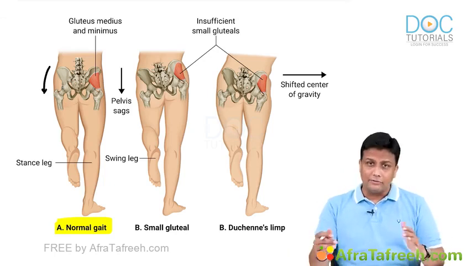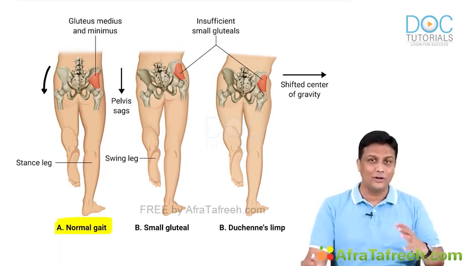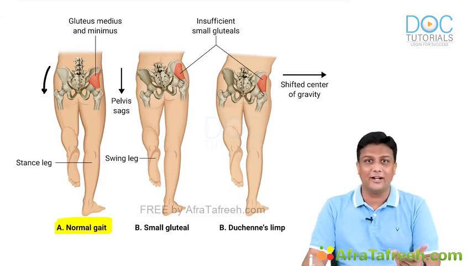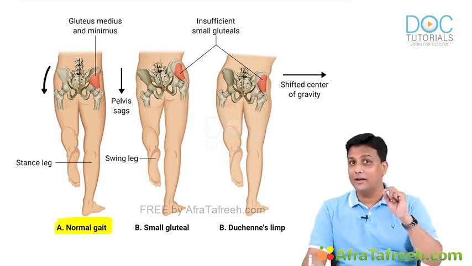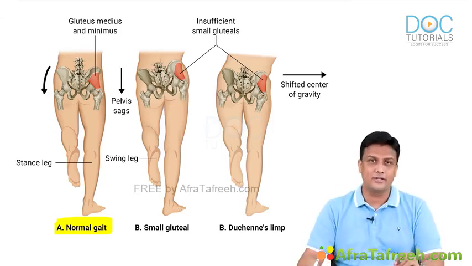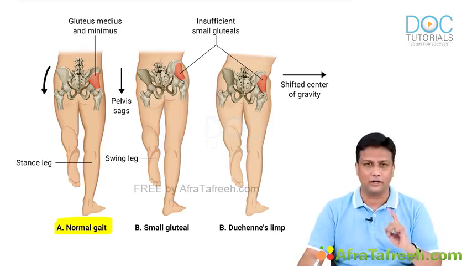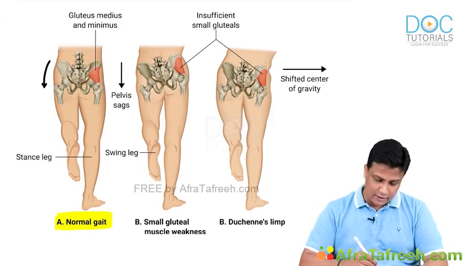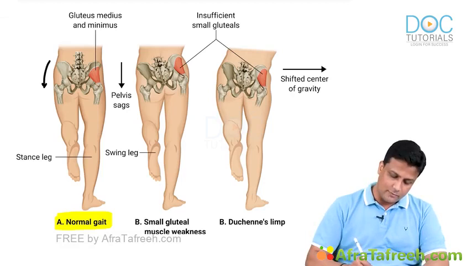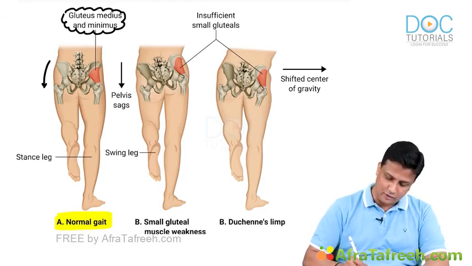But are we falling while walking? No, we are not falling while walking. So therefore, what is happening in normal people like you and me right now? In normal people like you and me, what is going to happen? Contralateral side, opposite side, that's extremely important. On the opposite side, you have got gluteus medius and minimus. These two muscles will contract.